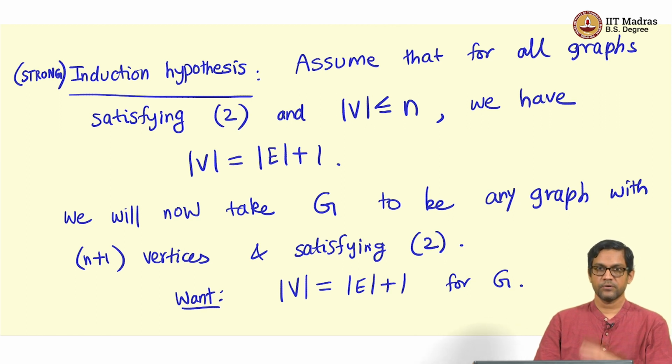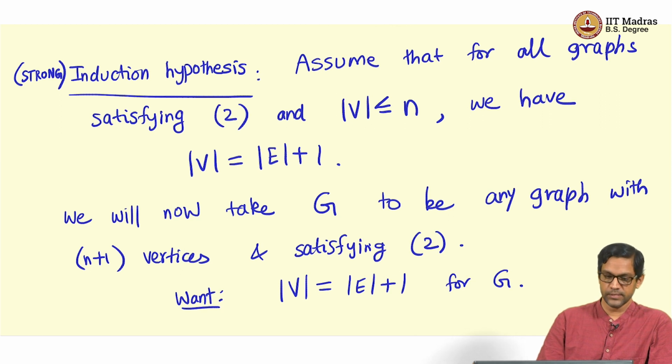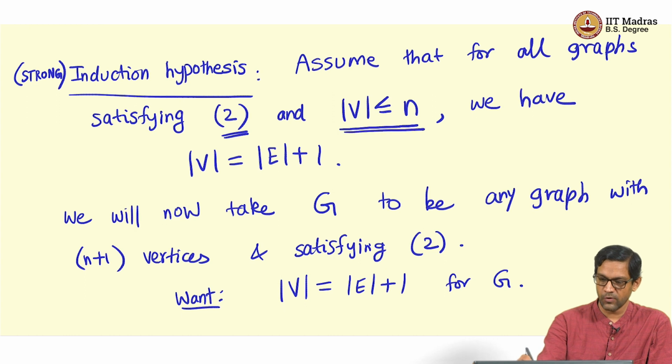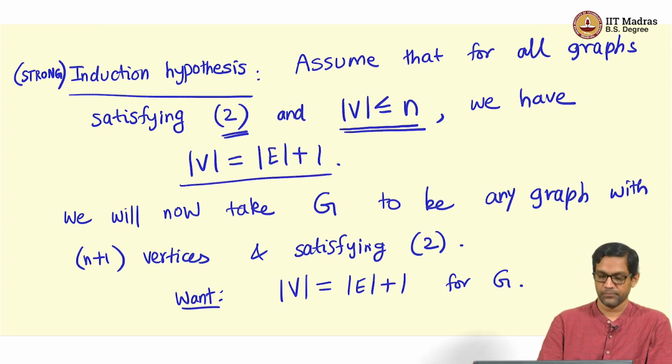So next we have to make the induction hypothesis. So in our case what we will do is use strong induction. Okay, now what does that mean? So here is the strong induction hypothesis that we are going to make. Assume that for all graphs satisfying the given hypothesis 2, that there exists a unique path between any two vertices, and with number of vertices less than or equal to n, for any such graph, it is true that mod V equals mod E plus 1.